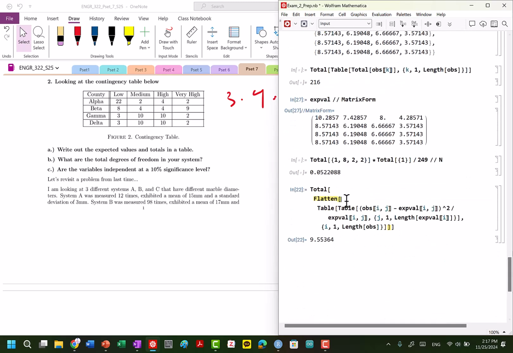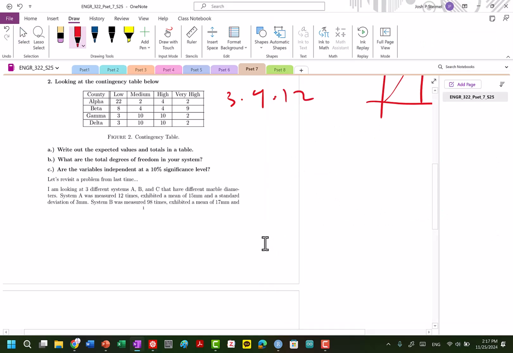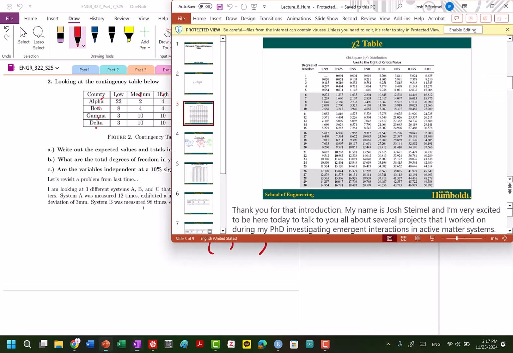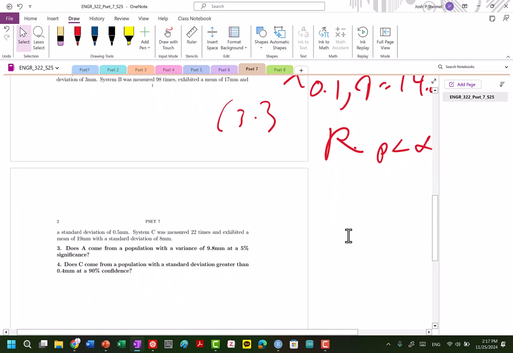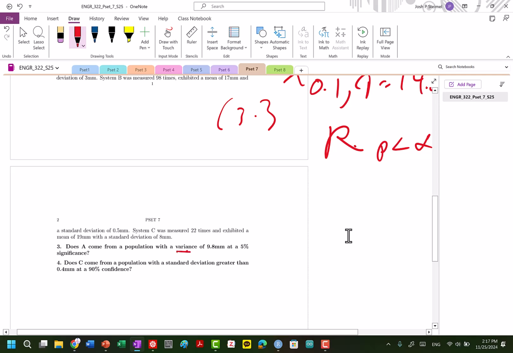And then finally, we can do chi-squared, pretty high. So how many rows? 1, 2, 3, 4. 1, 2, 3, 4. So we're doing 3 times 3. That looks to be chi-squared of 0.19, 14.68. So that's going to be a reject. P is less than alpha. So they are indeed dependent. Fantastic.